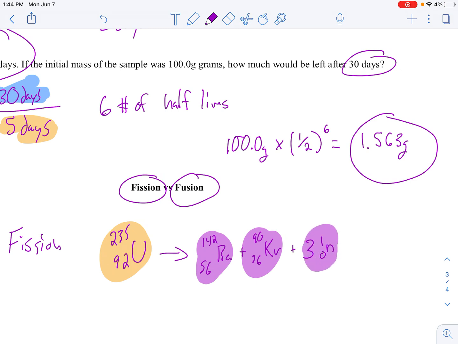I also ended up with 3 neutrons. And this is a self-sustaining nuclear reaction because those high-energy neutrons in this case would then split more atoms. And that's what an atomic bomb looks like. So this would be something bad in our world, or an atomic bomb.